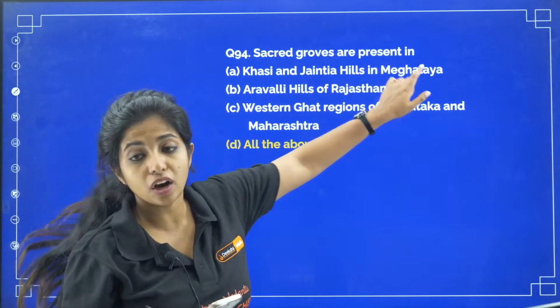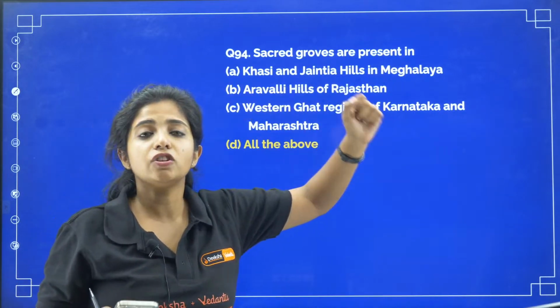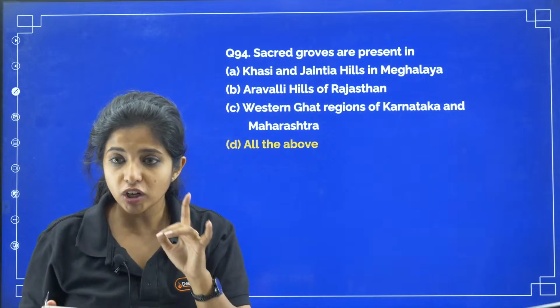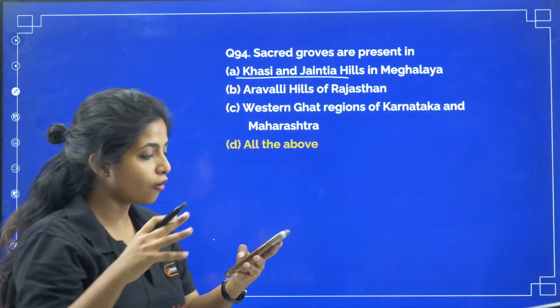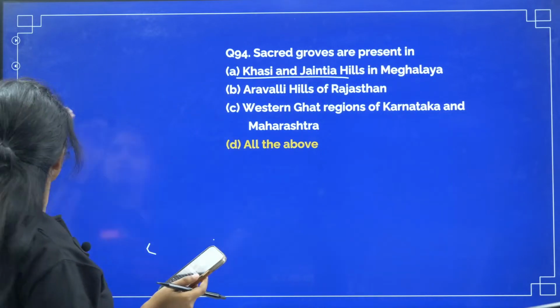This wildlife sanctuaries comes under in situ only, just like sacred groves. So Khasi and Jaintia of Meghalaya, Aravalli Hills of Rajasthan, Western Ghats of Karnataka and Maharashtra, and also Chanda, Bastar and Sarguja area of Madhya Pradesh. Also remember one very important thing, that is in Meghalaya, this is the only source of safeguarding a lot of things. Okay, works.